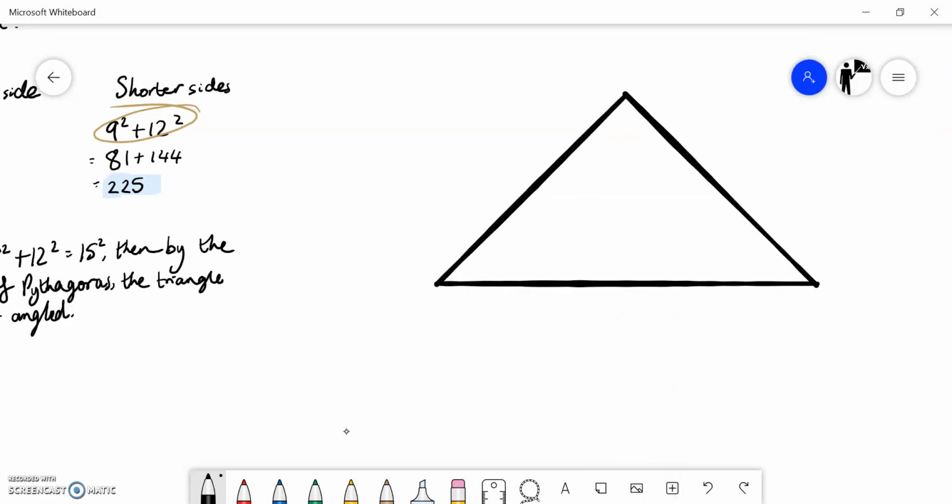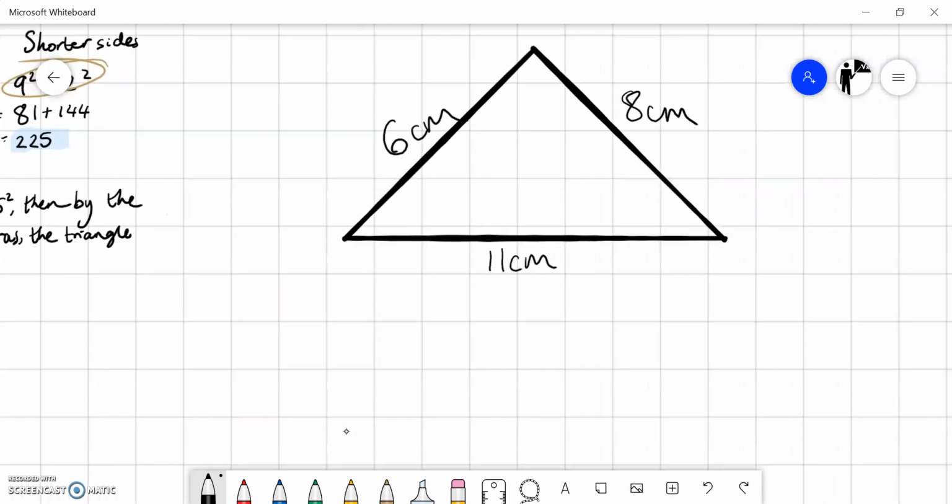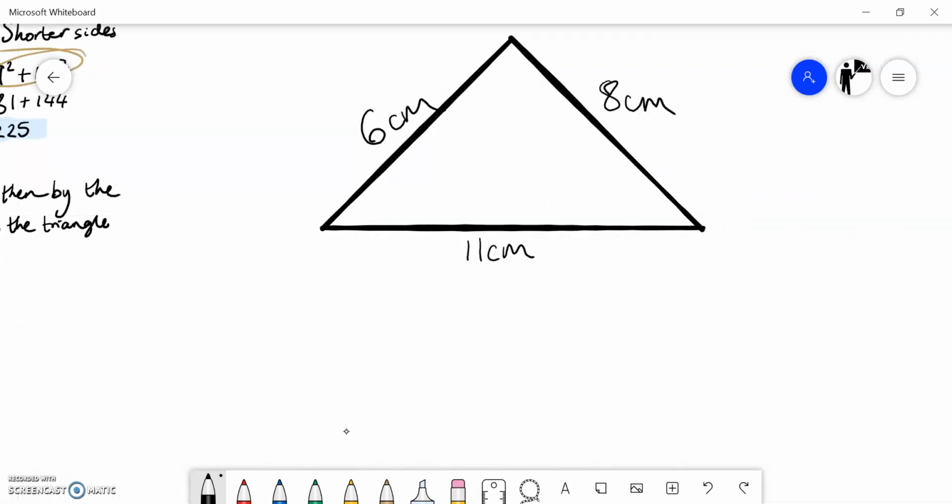Okay, so let's say that this is 6 centimeters. Let's say that this is 8 centimeters. And let's say that this is 11 centimeters. So the hypotenuse would be the longest side in a right angled triangle. So if we look at the longest side, that's going to be 11. So if we square that, that's 121.